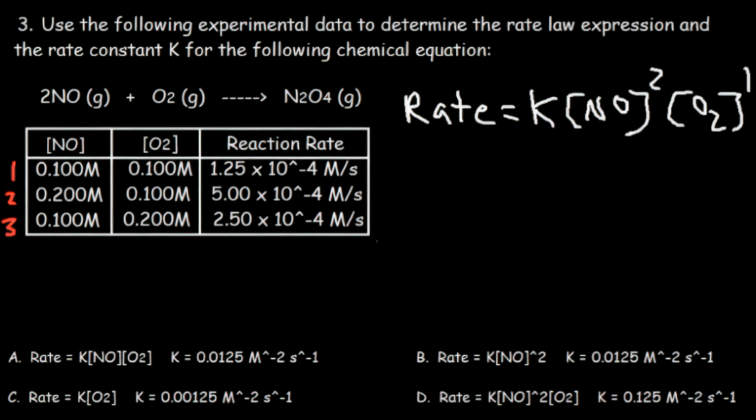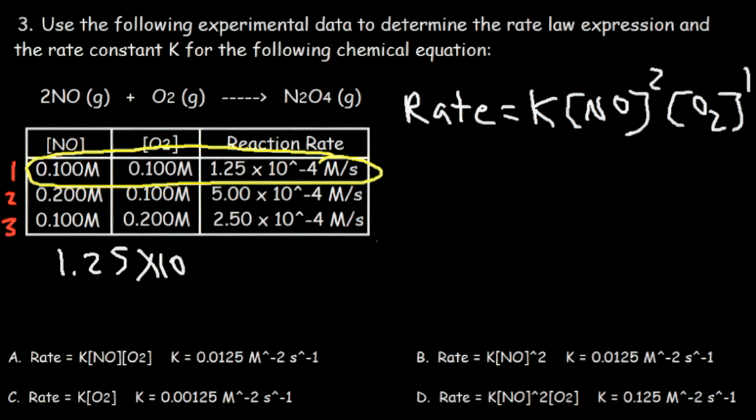So we can use any trial. It's easier to use trial 1 because 1 is easier to deal with than 2. So let's plug in the information for trial 1. So we're going to use this. So the rate is equal to 1.25 times 10 to the minus 4. And then for trial 1, the value of NO is 0.1 squared, and the value of O2 is 0.1.